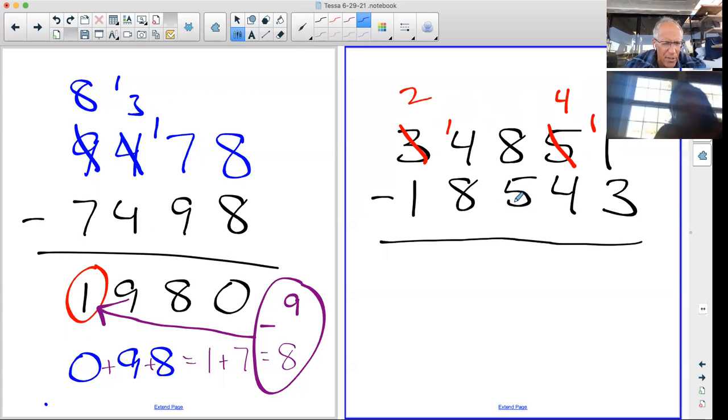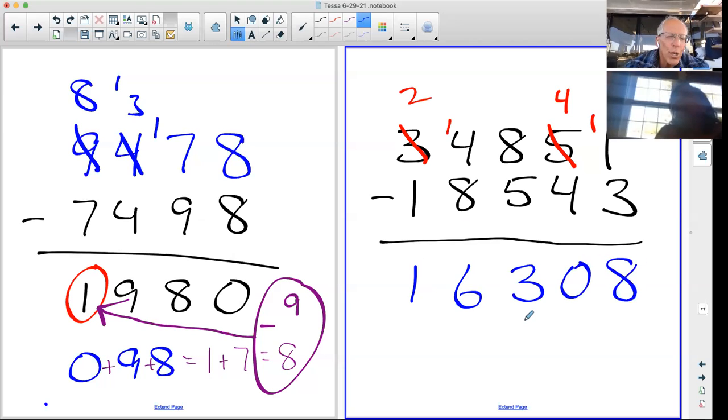Now, what's kind of interesting about this, Shri, is that if you do the borrowing correctly, subtraction is the only time you can ever do left to right or right to left. So if you wanted to do 16,308, you could do that. You don't have to do 8, 0, 3, 6, 1. Wow, I never done a math problem like that. Usually it's, oh, it's always right to left. Like if you do addition, if you do multiplication.